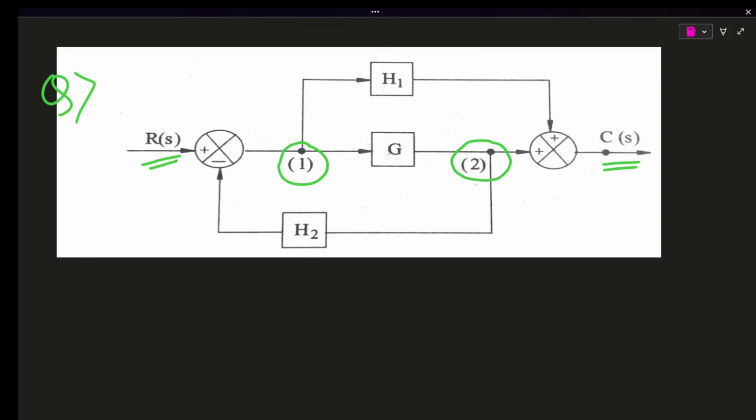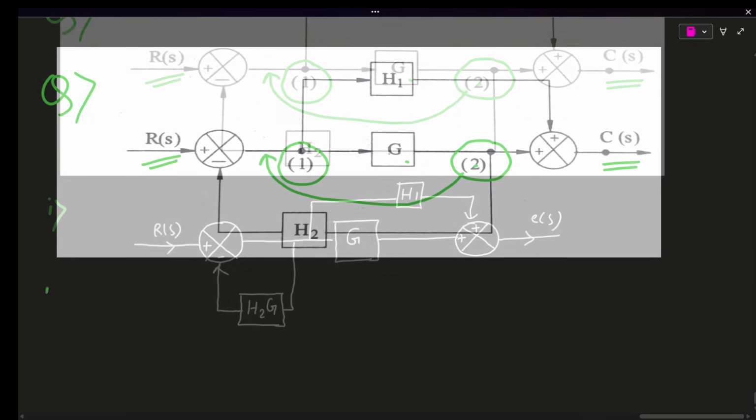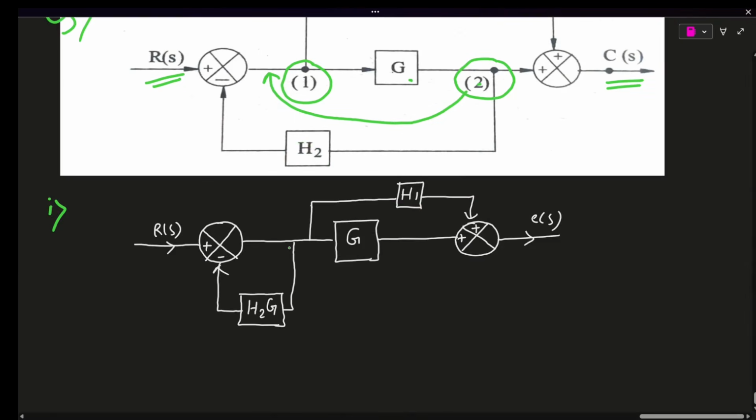So what will we do in our first step? In first step, we will shift the second takeoff point before the block G. Now let's draw the figure. So now in the first step, you can see that we have shifted our takeoff point from this side to this side.